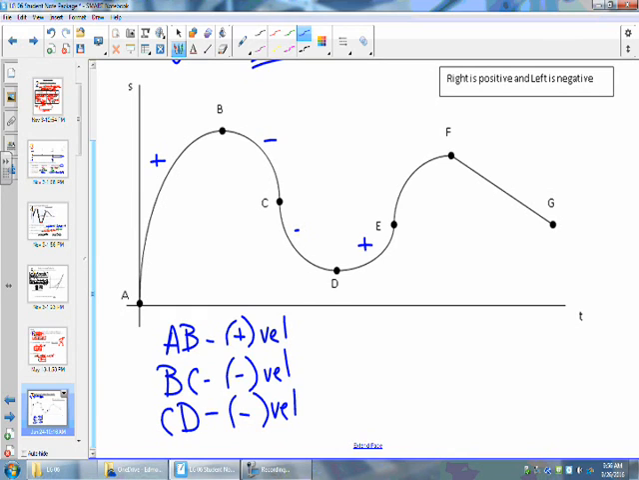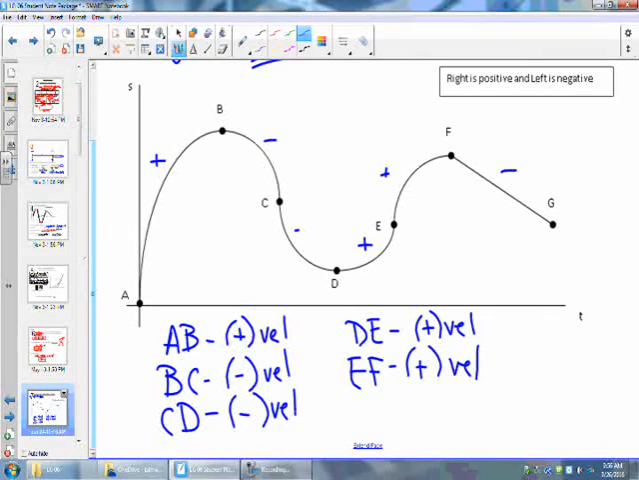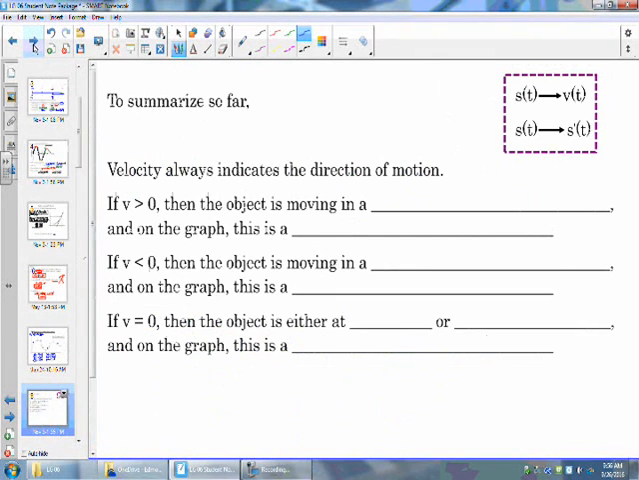D to E is a positive slope. So D to E, right in that area, we would have a positive velocity. Here again, positive, so E to F is going to be positive velocity. And last but not least, the slope here is going to be a negative. So F to G would have a negative velocity. So again, just a very visual way of representing what we were talking about.